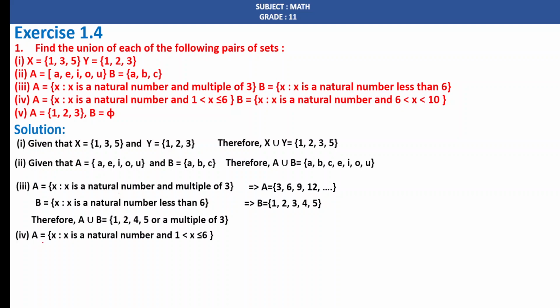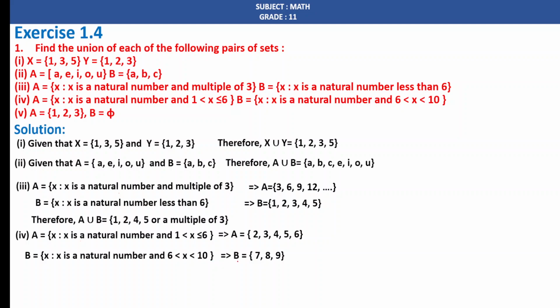Fourth one: A is equal to {x : x is a natural number and 1 < x ≤ 6}. Therefore, it implies A is equal to {2, 3, 4, 5, 6}. B is equal to {x : x is a natural number and 6 < x < 10}. This implies B is equal to {7, 8, 9}. Therefore, A union B is equal to {2, 3, 4, 5, 6, 7, 8, 9}.